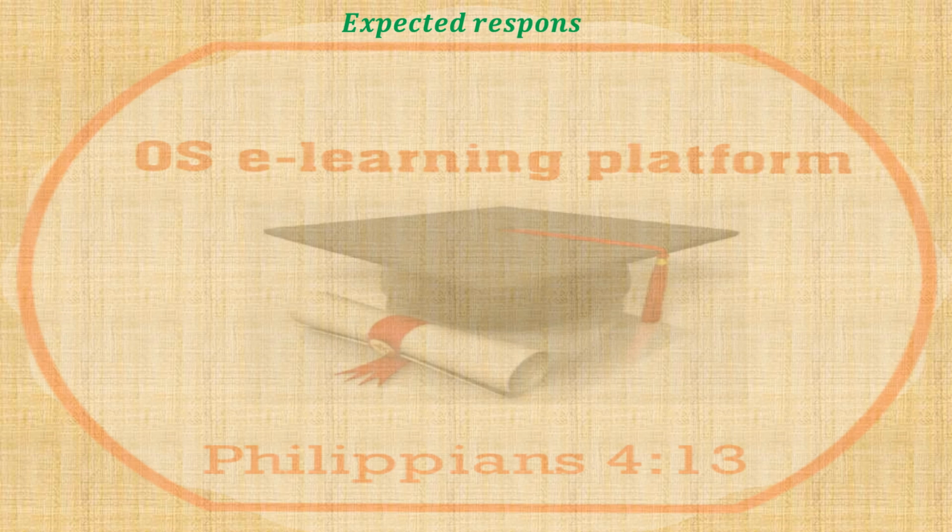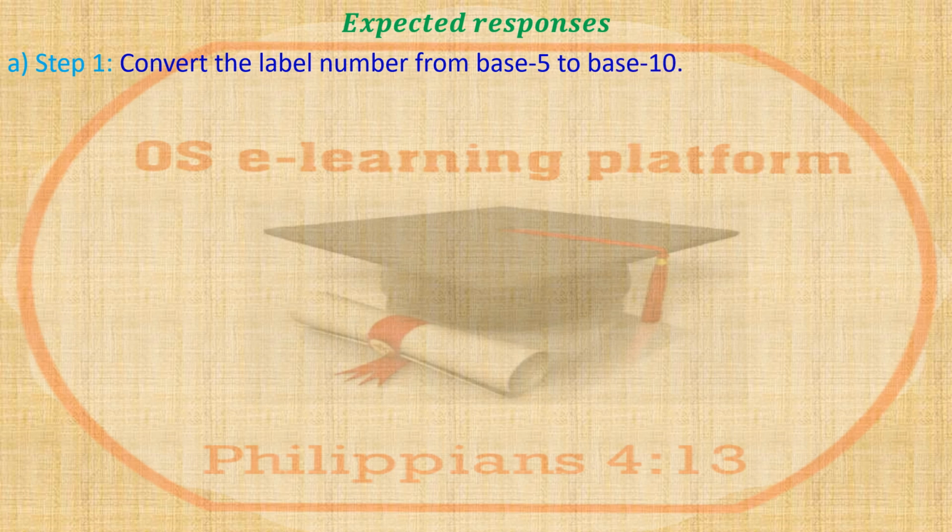So the expected response, part A, we got to realize that we need to help the parents and the well-wishers to interpret the label, now that they can interpret it if it is in binary terms. So since the label is in base 5, we have to convert to base 10 and finally to binary, which is base 2.